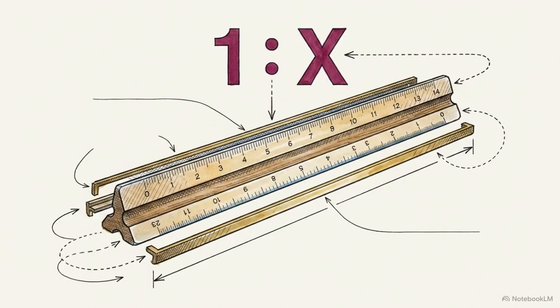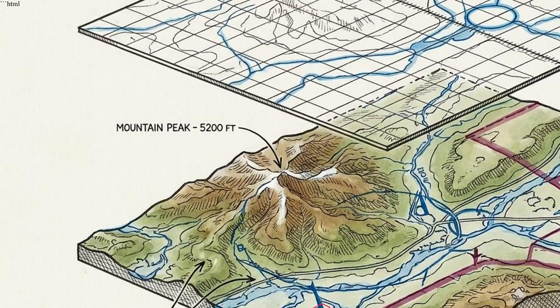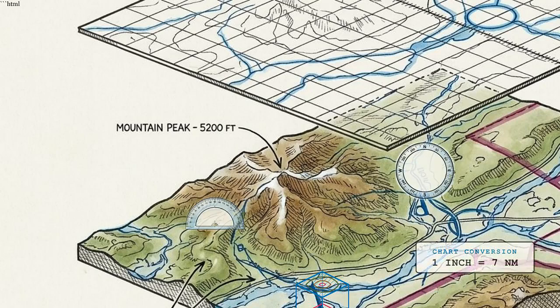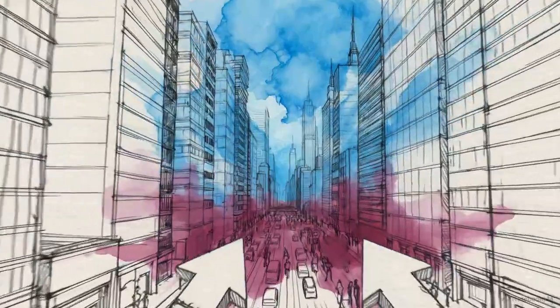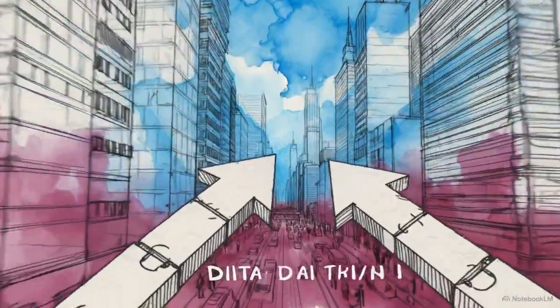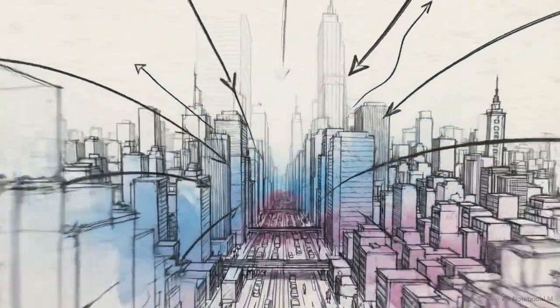The mathematical ratio governing how much physical Earth fits onto the paper is the chart's scale. On a standard sectional chart, the scale is 1 to 500,000. 1 inch of paper represents 500,000 inches, or roughly 7 nautical miles of actual terrain. Over sparsely populated regions, this ratio provides enough detail for visual navigation, but over dense urban environments with complex airspace, a 500,000 scale compresses too much data into an unreadable space.